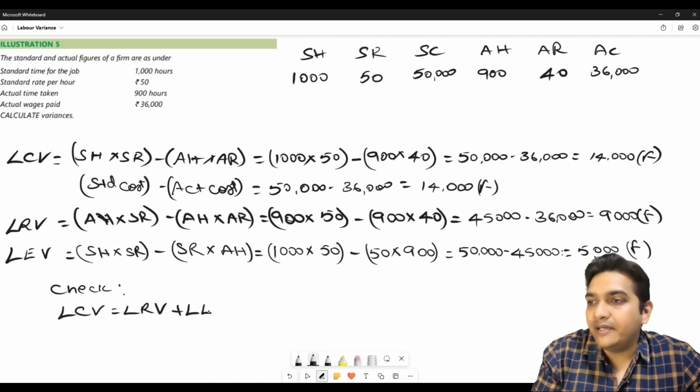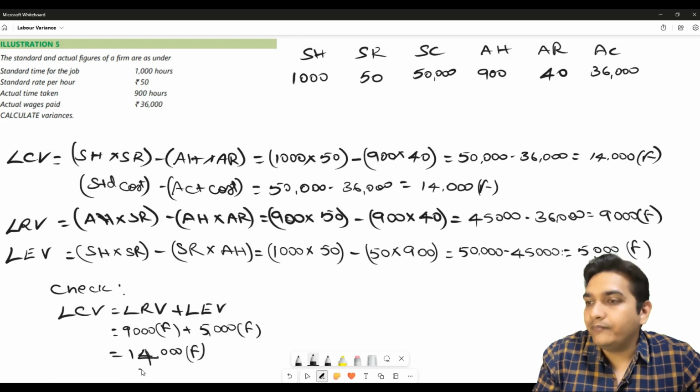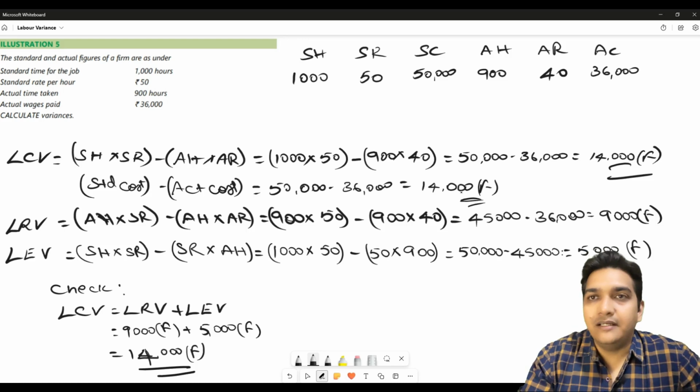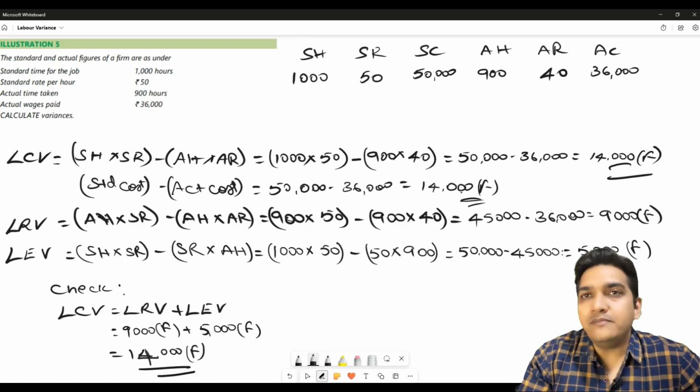Now, here again we can perform our check, wherein labor cost variance should be equal to labor rate variance plus labor efficiency variance. Labor rate variance is 9,000 favorable and efficiency variance is 5,000 favorable. In total, we get 14,000 favorable, which matches our labor cost variance computed in step 1. So, a very simple problem just to understand how to compute labor variances.